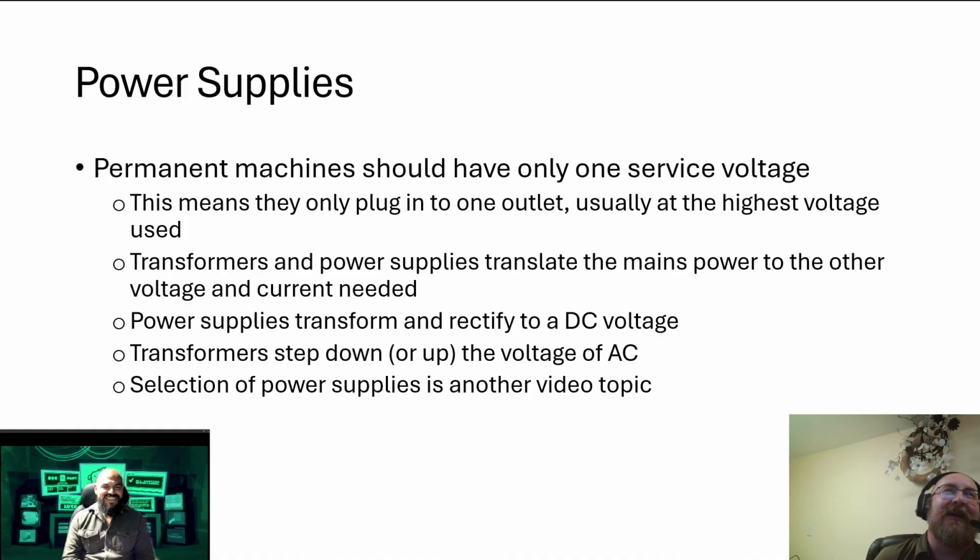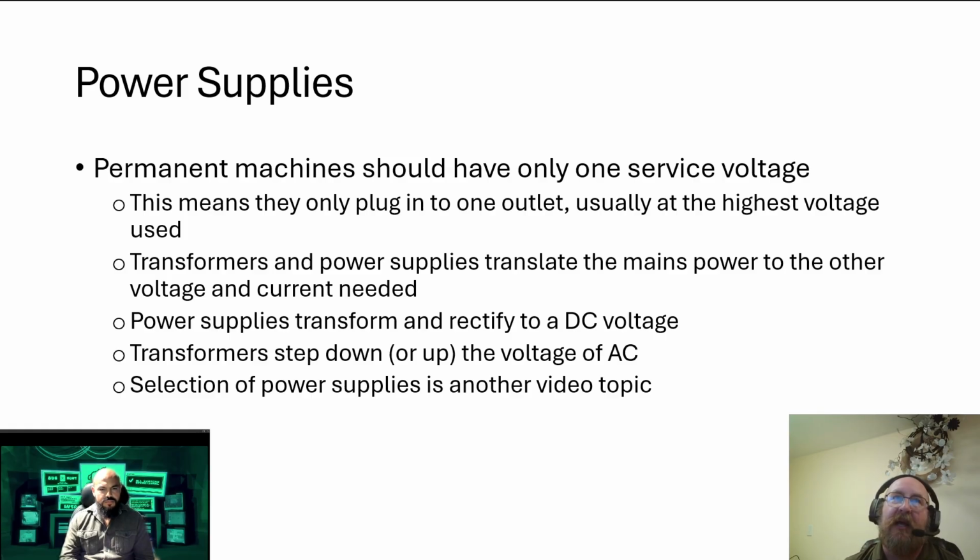All right, power supplies. If we've got all these voltages in there, it isn't that we're plugging into all different places. Permanent machines should only have one service voltage, usually the highest voltage used inside that cabinet, but there are exceptions. Usually it's only one plug to one outlet, or a permanently wired disconnect that you're going to see on machines.